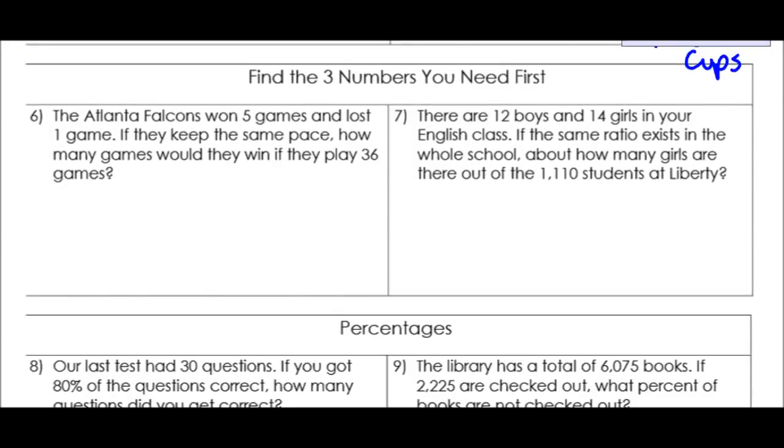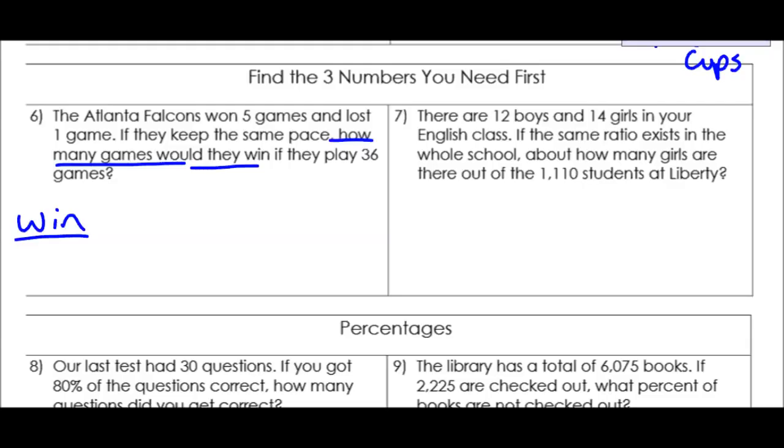All right. 6 is saying that the Atlanta Falcons won 5 games and lost 1 game. If they keep the same pace, how many games will they win if they play 36 games? So we're talking about how many games they're going to win. We don't know the number of games that they're going to win. That has to be a part of our proportion. That's what we're looking for, how many games they're going to win.